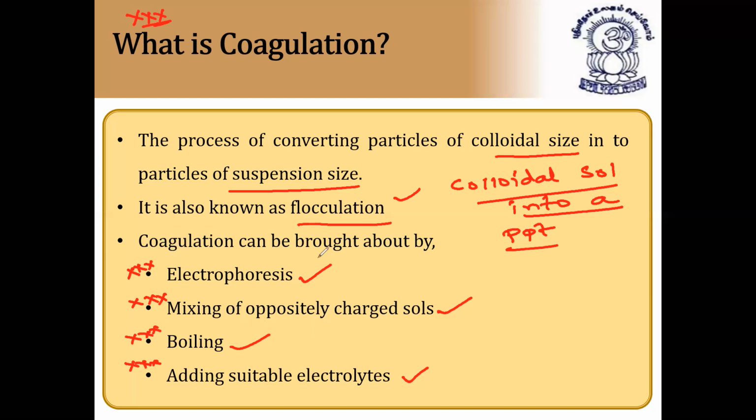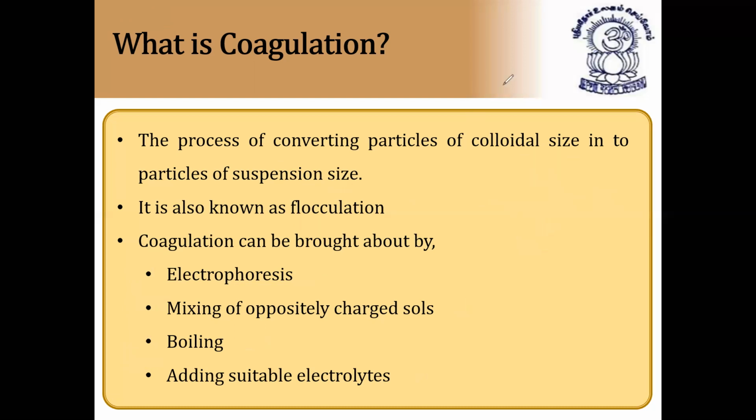So coagulation can be brought about in these ways. What is coagulation in simple terms? It is nothing but converting particles of colloidal size into particles of suspension size. The process of converting particles of colloidal size into particles of suspension size is known as coagulation or flocculation. In simple words, it is conversion of a colloidal solution into a precipitate. Suspension means precipitate, that is, an insoluble substance. I hope it is clear. So this is called coagulation. It can be done by 4 methods.